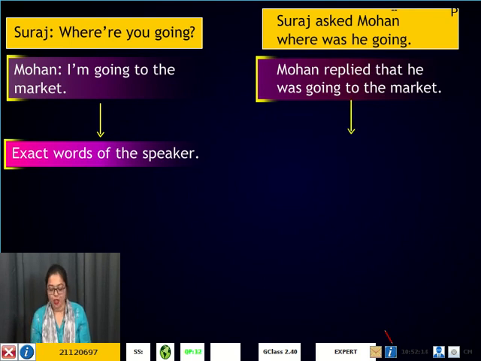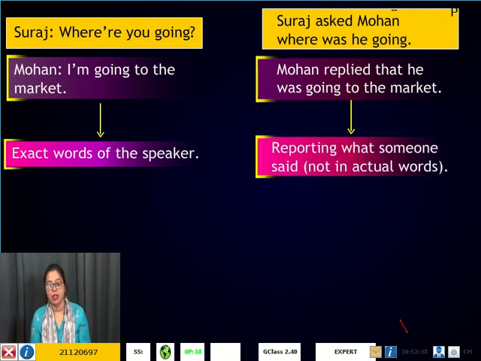On the right-hand side, you see reporting what someone said, not in actual words. On the right-hand side, we saw that Suraj and Mohan's conversation was reported. It was not the actual words or the actual sentences that Suraj and Mohan said. That is a reporting sentence, reporting what someone said, not in actual words.